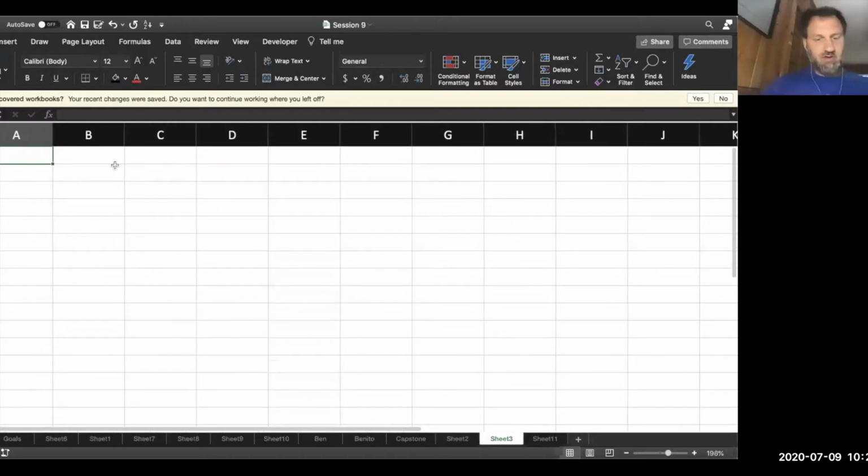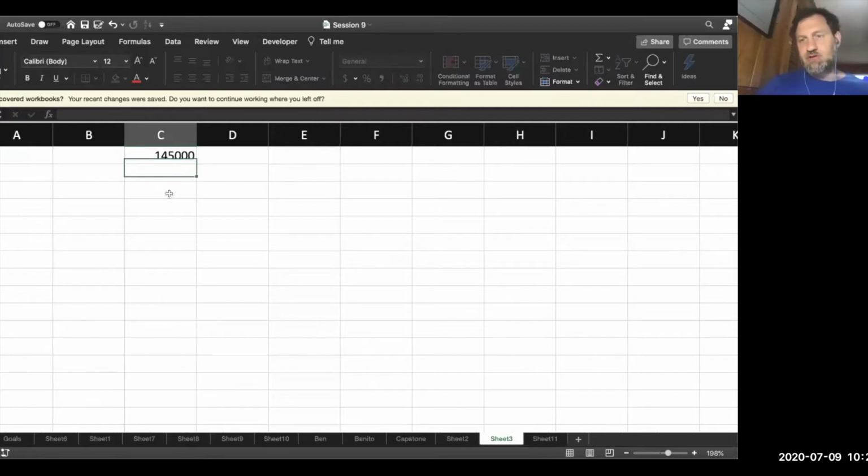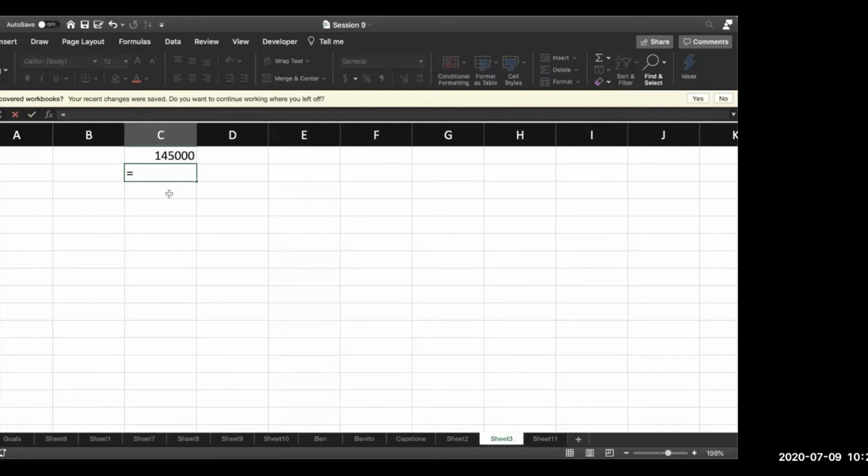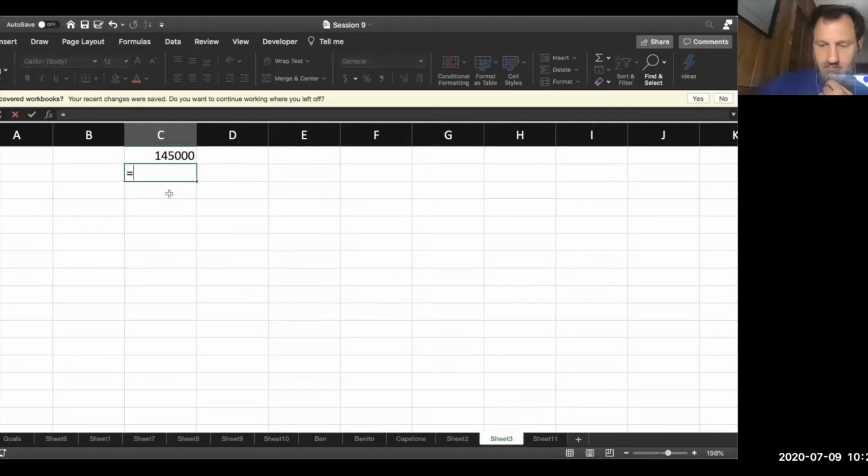So she's starting off at $145,000, but she's going to put a down payment on. How much is the down payment? You can give it to me as a percent, or you can tell me how to calculate the dollar figure.